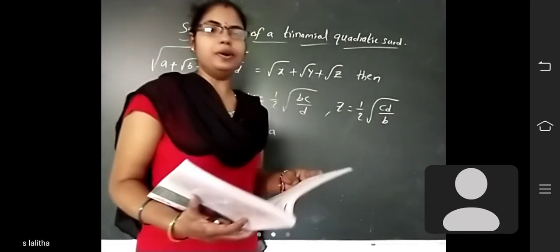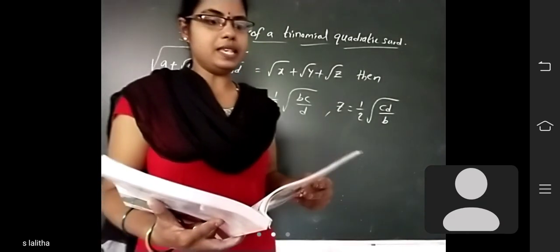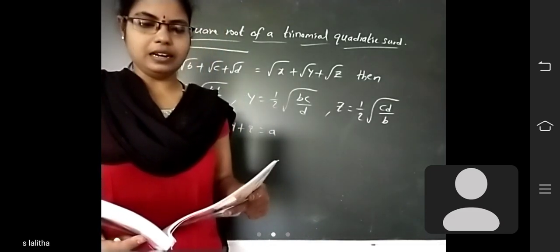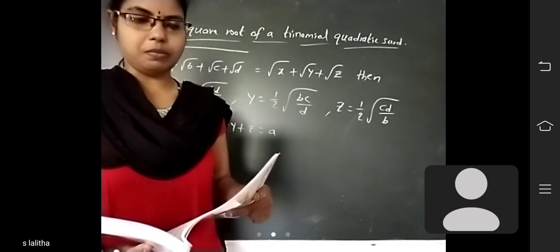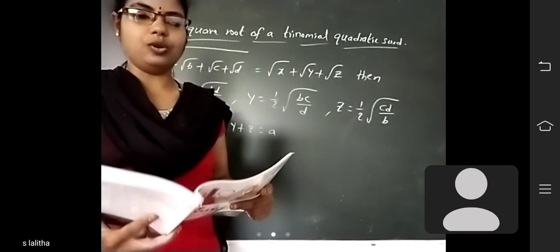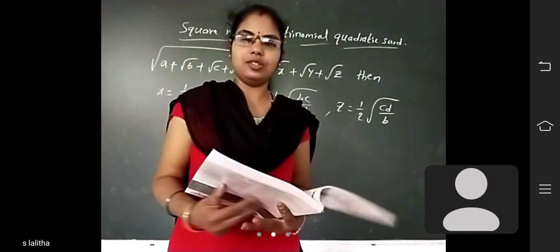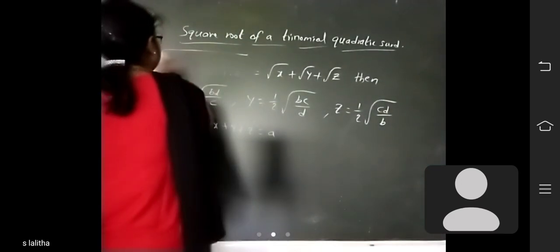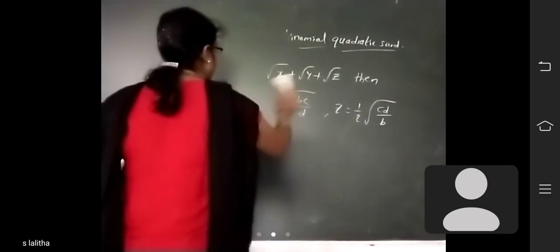Next is the cube root of a surd. If a, b, c are positive rational numbers and root c is a surd, then cube root of a plus b root c is equal to root of b minus c by 3 plus root c. Here the cube root of a surd formula is given. So in this chapter all are formulas only.